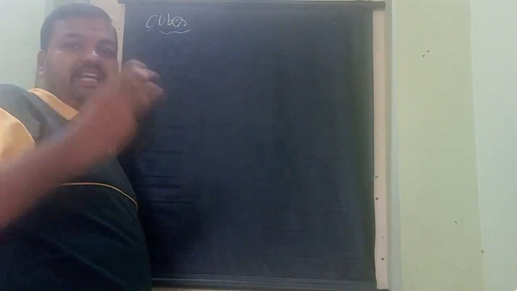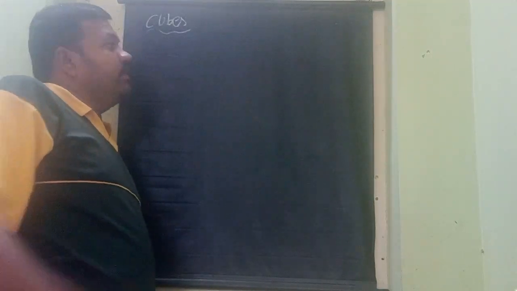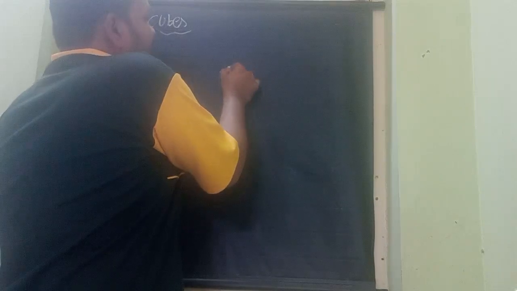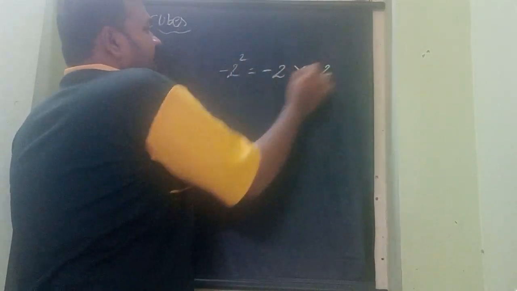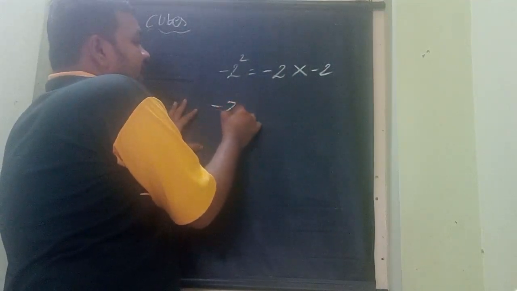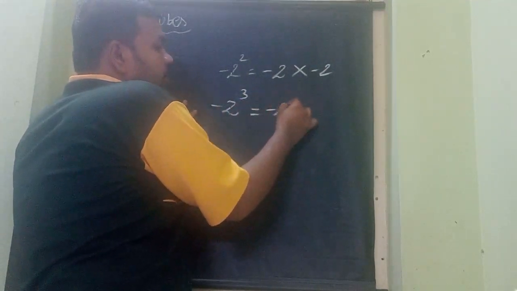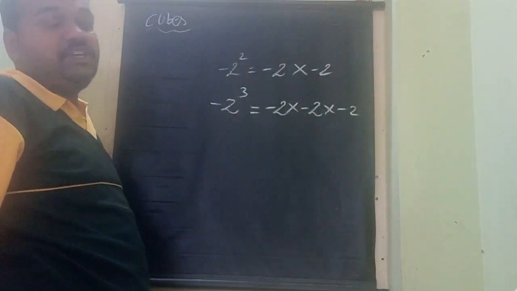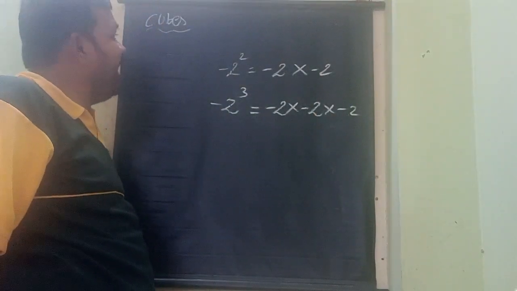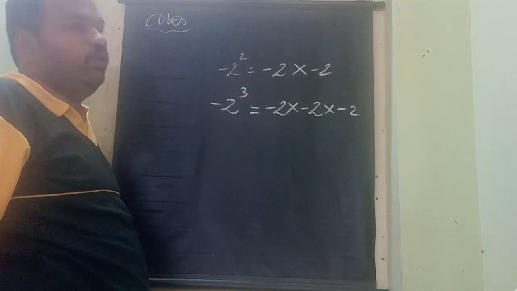Here our next topic is cubes. What is called a square? Multiplying the same number 2 times is called a square. Cube means multiplying the same number 3 times is called a cube. In squares, what did we do? Minus 2 whole square means we repeated minus 2 into minus 2, 2 times. Now cube means 3, so minus 2 power 3 is minus 2 into minus 2 into minus 2. So cube means repetition of the same number, multiplying the same number 3 times.